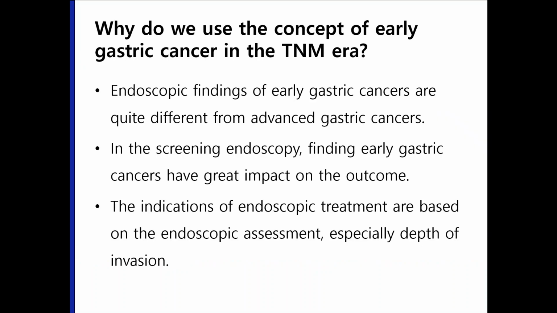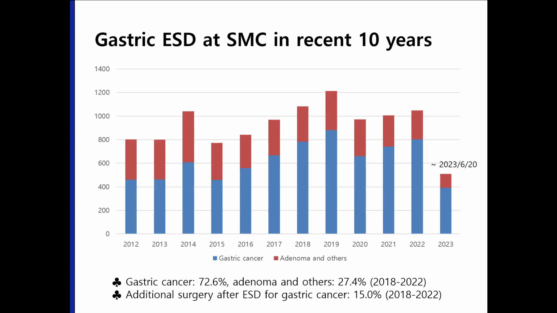Why do we use the concept of EGC in the TNM era? Endoscopic findings of EGC are quite different from AGC. In the screening endoscopy, finding early gastric cancers has great impact on the outcome. The indications of endoscopic treatment are based on the endoscopic assessment, especially depth of invasion. Early detection of gastric cancer is so important for less invasive treatment.